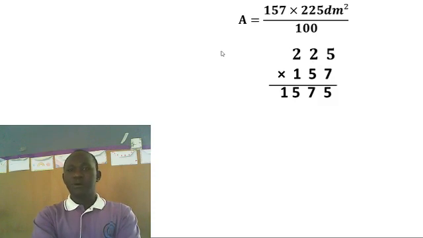So 225 times 7 is giving us 1575. That is on the side of ones. Let's go to the next number, which is 5 on the side of tens.